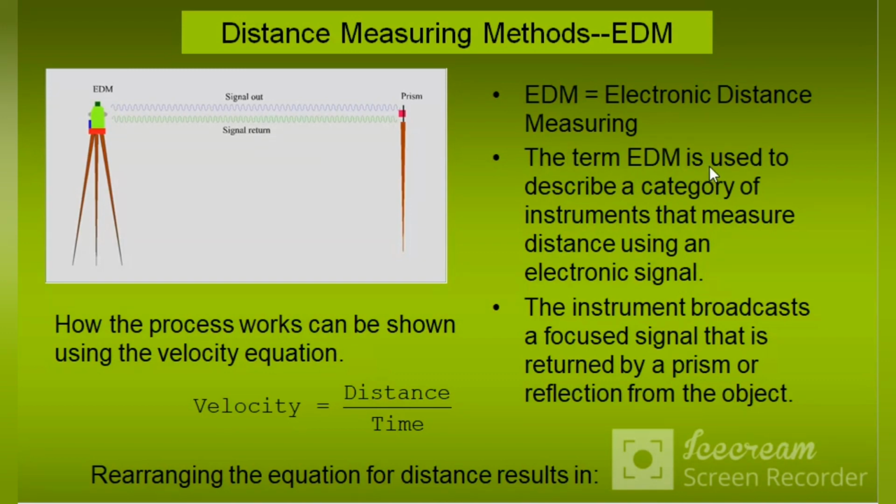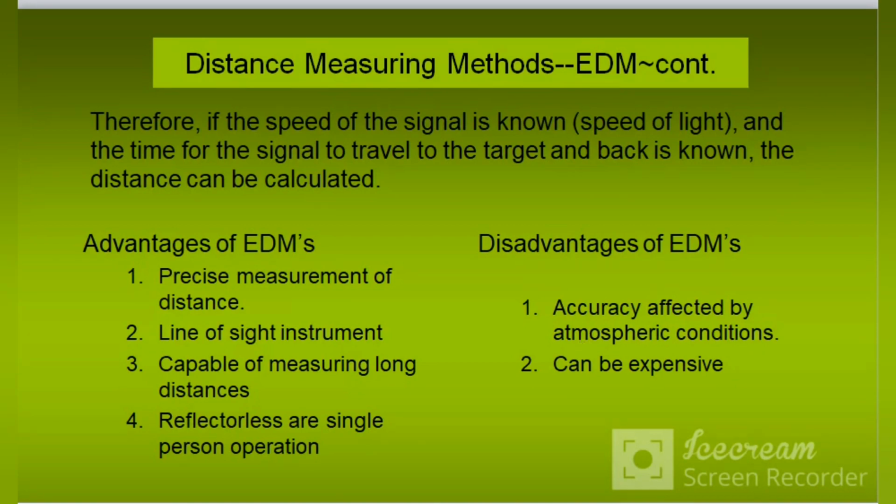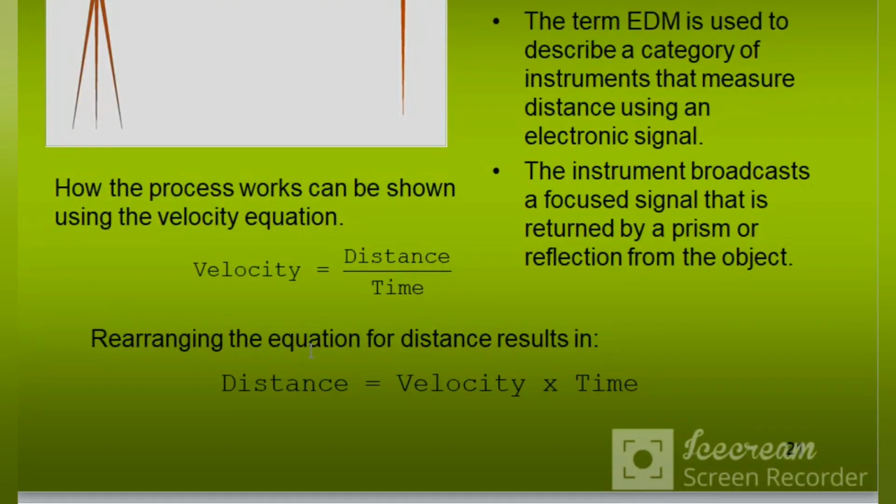The term EDM is used to describe a category of instruments that measure a distance using an electronic signal. The instrument broadcasts a focused signal that is returned by a prism or reflection from the object. How the process works can be shown using the velocity equation. Velocity is equal to distance divided by time. Rearranging the equation for distance results in distance is equal to velocity times time.